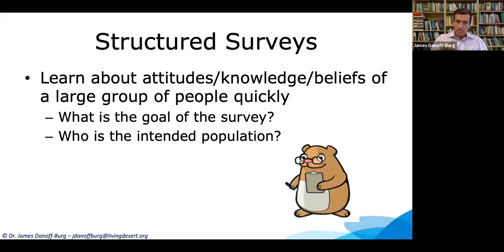But as with the question, we need to know what the goal of the survey is. What is the thing that we want to find out? And just as importantly, who is our intended population? Alex talked a lot about this with the research design, I think in session 3. So we need to think about what are the knowledge, attitudes, and beliefs, KAB, of these people that we can ask and assess very quickly for a large number of people.